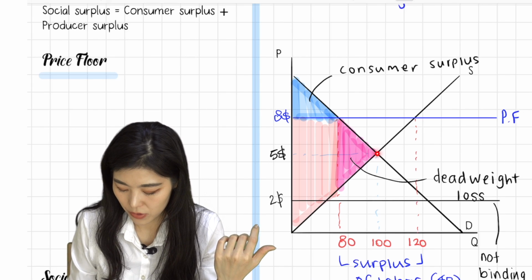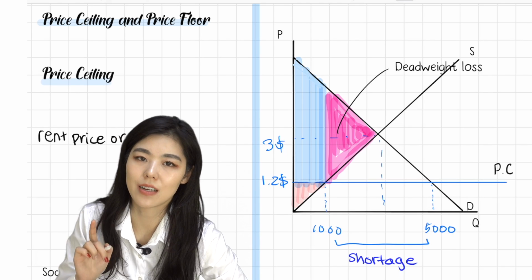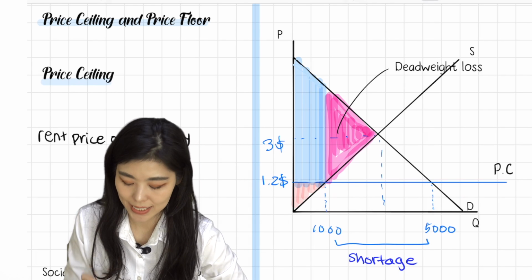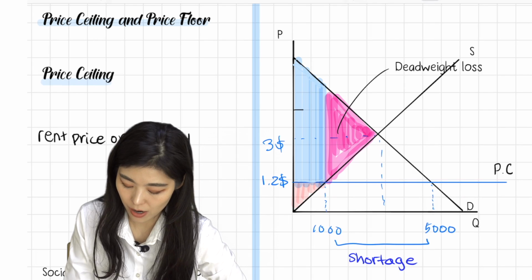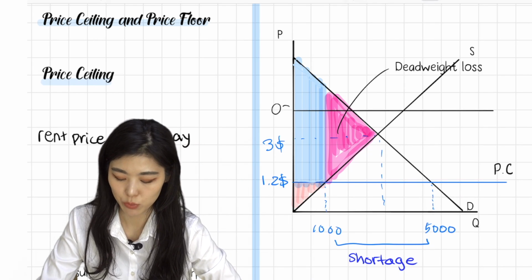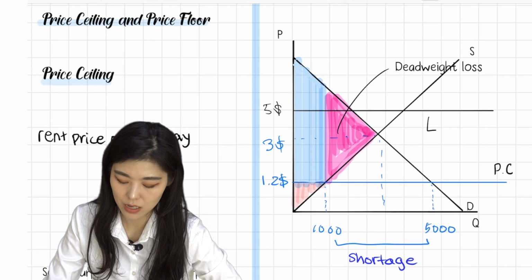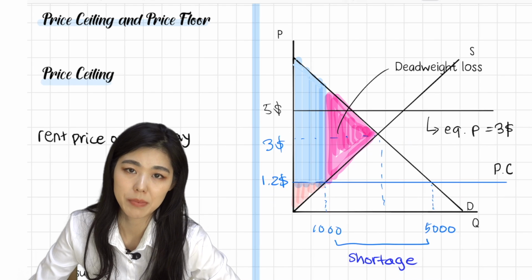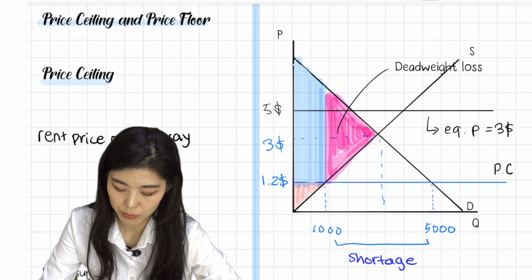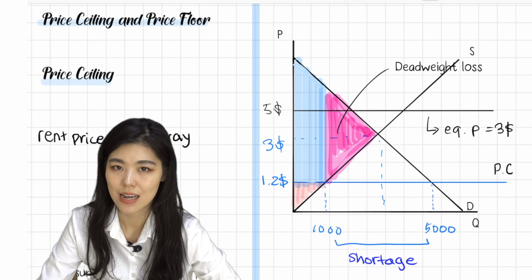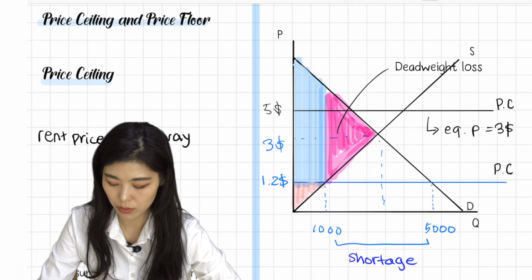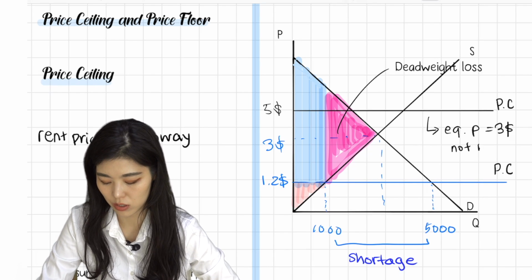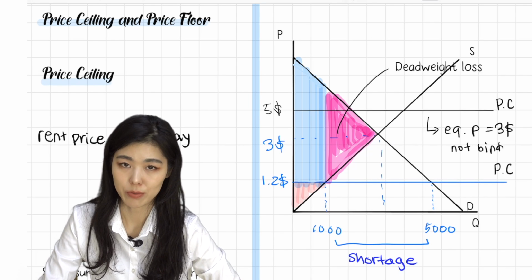So in order for it to be binding, the price floor must be above the equilibrium. And if the question asked you, the government set a price ceiling of $5 here, what would be the equilibrium price? It would be $3, because a price ceiling above the equilibrium price is not going to be binding. It's not effective. The prices can be charged anywhere below the price ceiling, so it would just converge onto the equilibrium price.